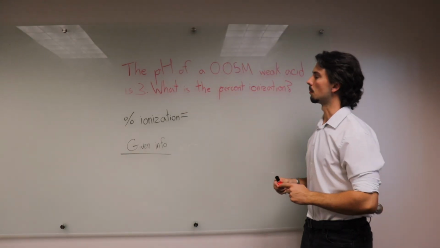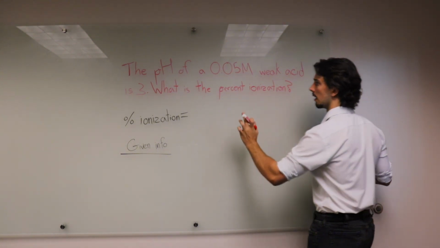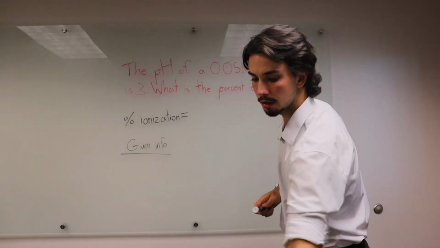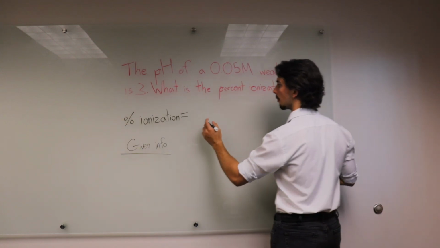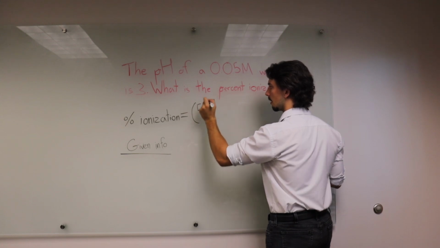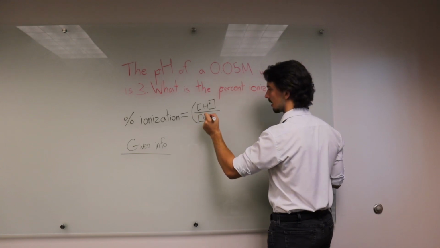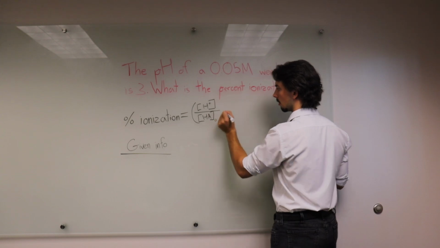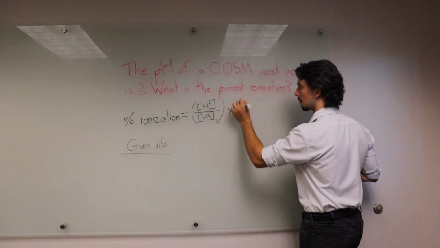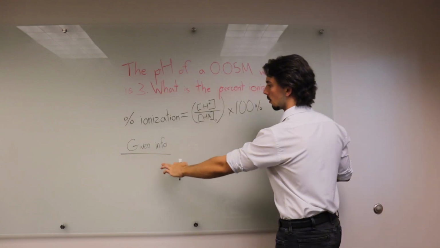Alright, now in this question we're told that the pH of a 0.05 molarity weak acid is 3. And what we need to find out is the percent ionization. So for this question we're going to be utilizing the percent ionization formula, which will be the concentration of hydrogen ions over the concentration of our acid, which we can write as HA, at equilibrium. Take that number, it's going to give us a fraction, and then we multiply it by 100%.